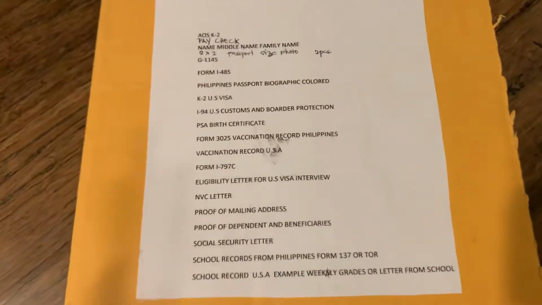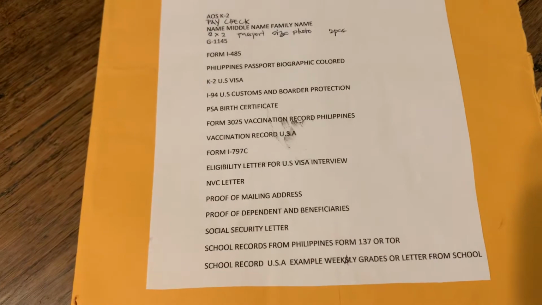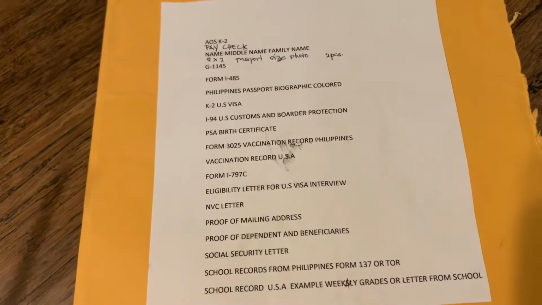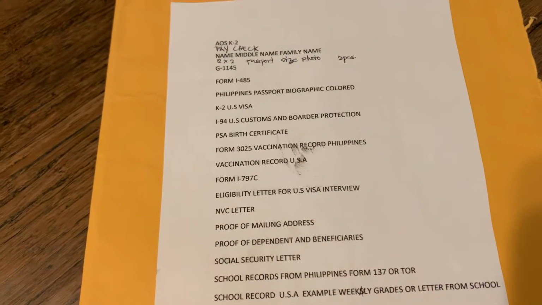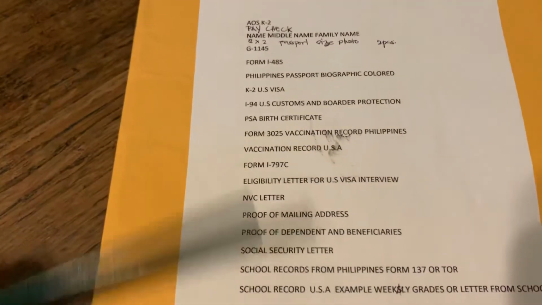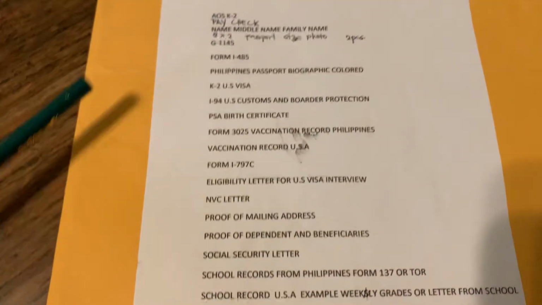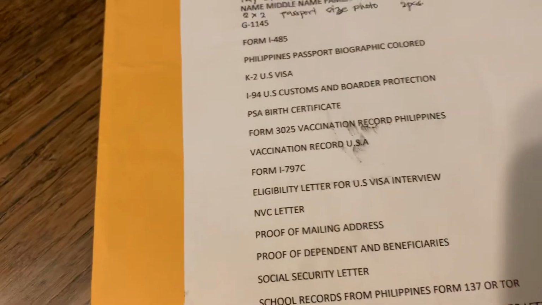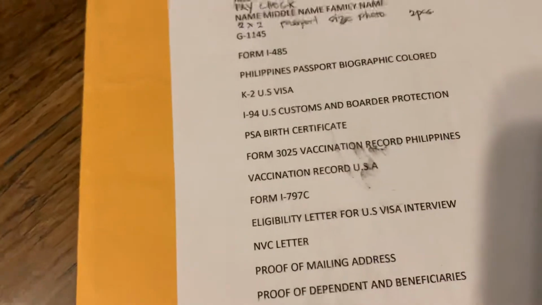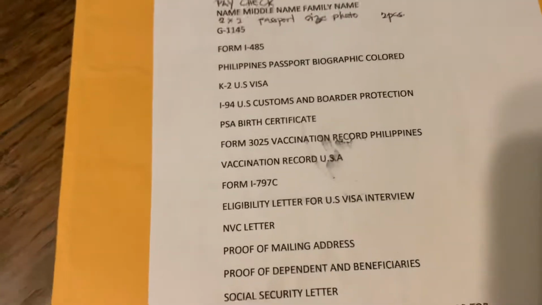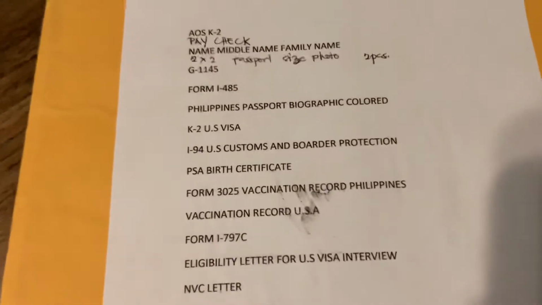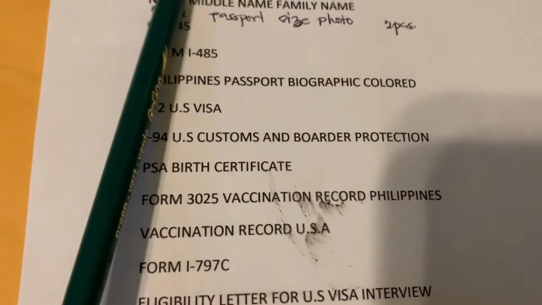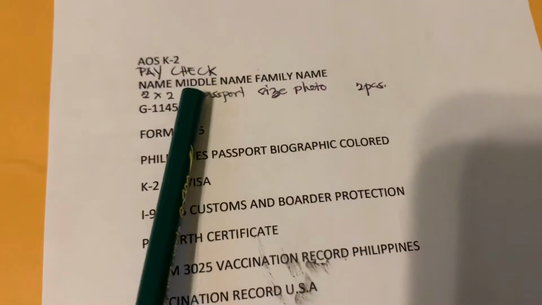So here, as you can see, I have a list in here. This is what we did so that we don't need to make a letter of what is inside. Right away, when the staff can see this, they will know what is inside of the AOS folder for your K2. And they already know who you are because of the alien number of the primary beneficiary. So it's stated: AOS K-2 paycheck.